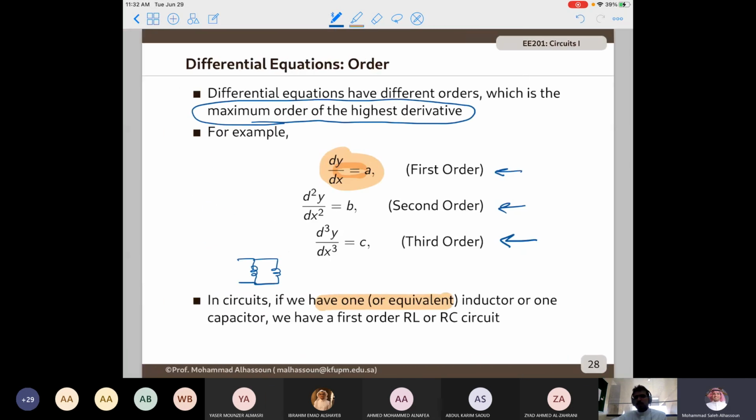Okay, that's it for today. Inshallah, starting from tomorrow's lecture, we're going to cover chapter 7, and we're going to start talking about the natural and hopefully step response of RL circuits. Any question?